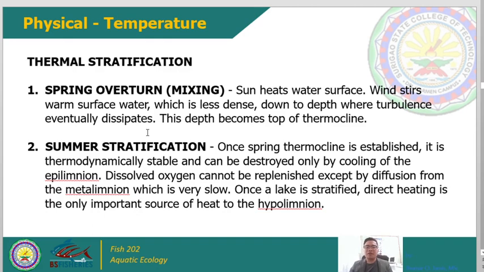Second is summer stratification. This happens once the spring thermocline is established. It is thermodynamically stable and can be destroyed only by cooling of the epilimnion region. Okay, so once the epilimnion region cools, this is basically what will happen. And dissolved oxygen cannot be replenished except by diffusion from the epilimnion, which is very low. Once a lake is stratified, direct heating is the all-important source of heat to the epilimnion region. So basically this phenomenon will occur only once a year. Okay, so summer stratification.